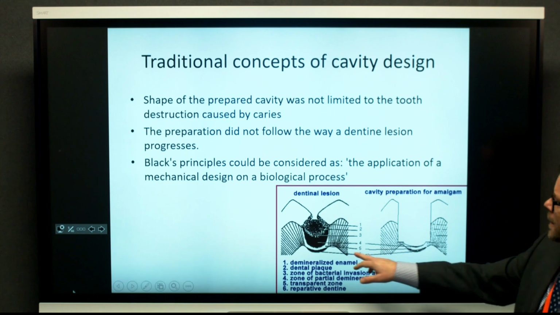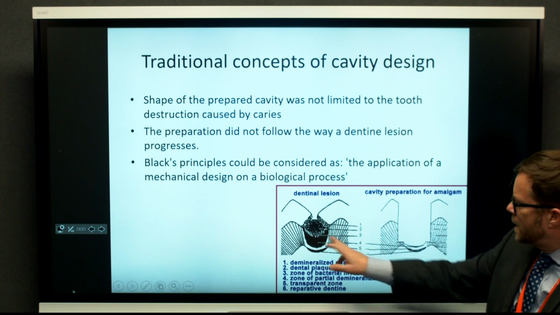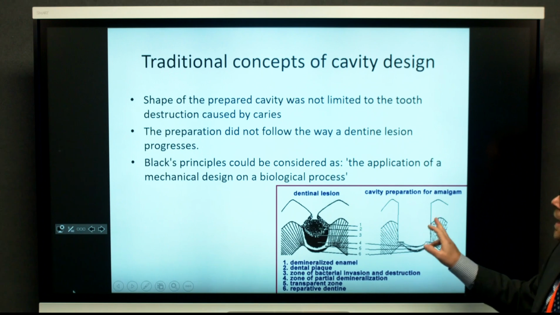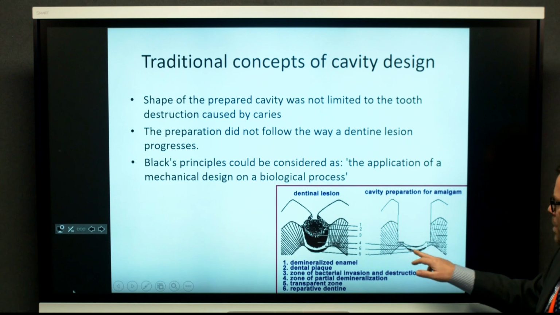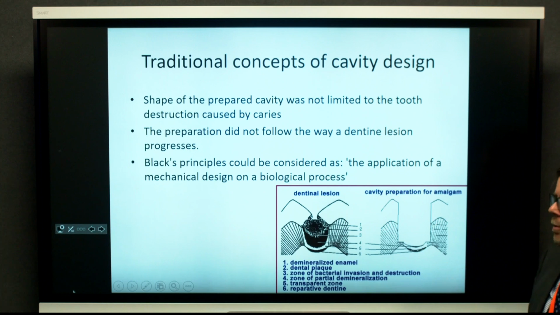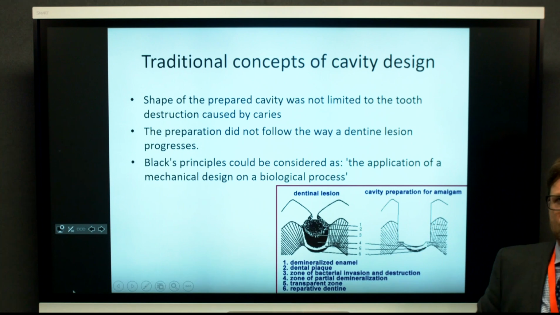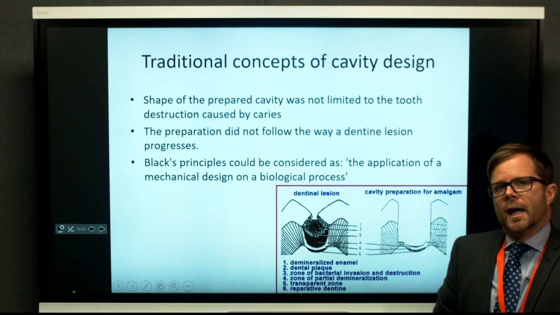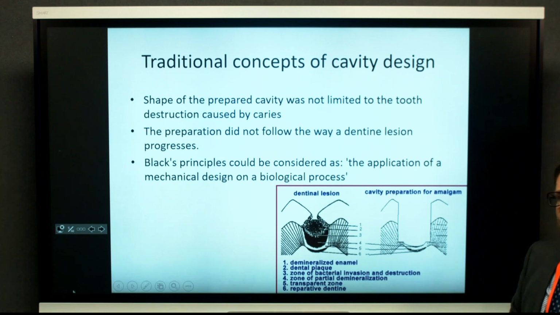And you can see here, this is the pulp, here is the lesion. In these cases, there was a great deal of destruction, and the cavity preparation itself came very close to the pulp. So this was quite a destructive process.